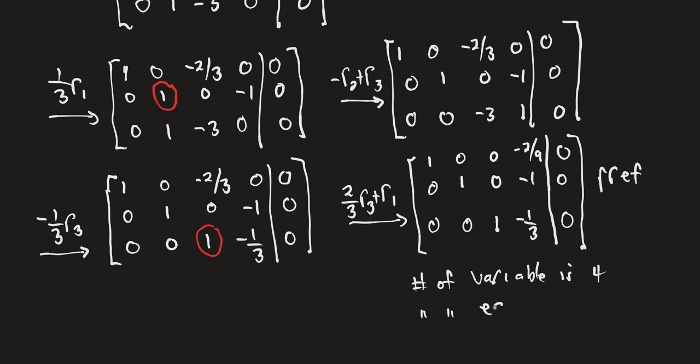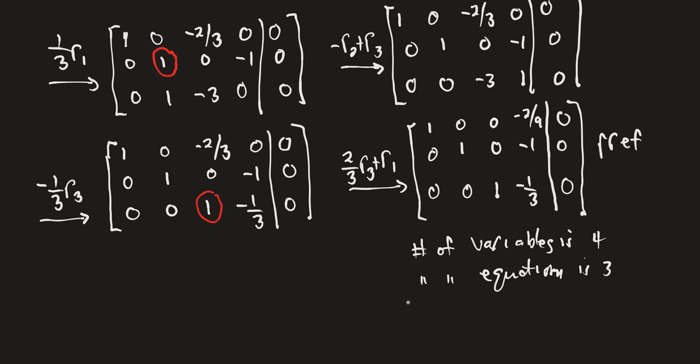Number of equations is 3. So if you have a system in an echelon form with no contradictions, and you have more variables than equations, then you have to have at least one free variable, right? So what this tells us is we have one free variable. How do we identify it? Well, it is the variable that corresponds to the non-pivot column.